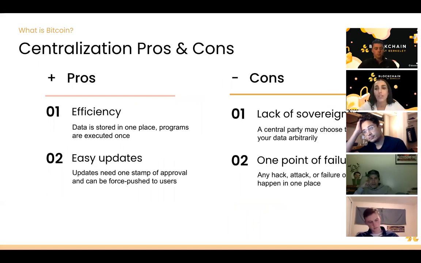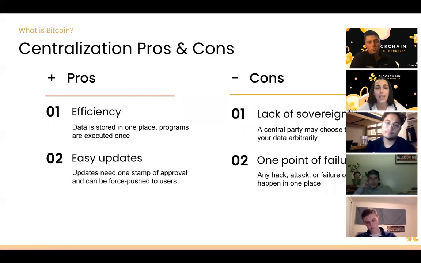The biggest pro is definitely efficiency. When data is stored in one place, everything gets executed once. You don't have to do it multiple times. So when you want to update your profile photo on Facebook, that only happens one time, right? You send it to them and they send it to you. That doesn't need to go through multiple levels of updating. So it's much more efficient. It can happen much more quickly. And these pros and cons are also in terms of blockchain, like we're thinking in those terms.